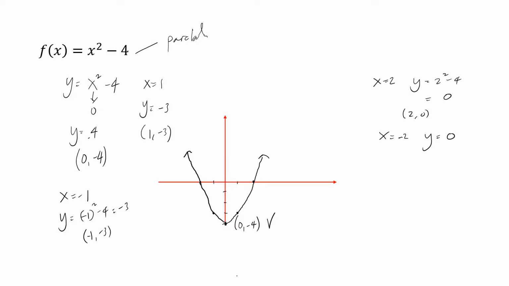From the graph itself, we know that the domain of the function f is the set of all real numbers. For any x, there will be a corresponding y, and the range is from -4 to positive infinity. The y values start at -4 to positive infinity, -4 included.